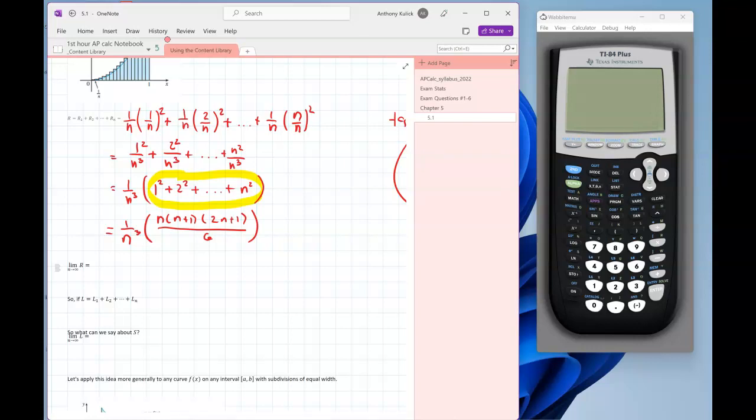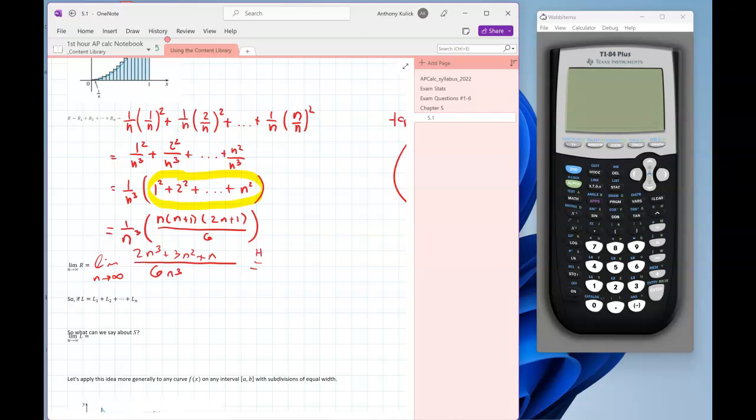It's indeterminate, right? You have infinity over infinity. So what are we going to do? L'Hopital. So I'm going to FOIL the numerator out. I'll write it as just, so that's going to be 2n cubed, and then plus 3n squared plus n.